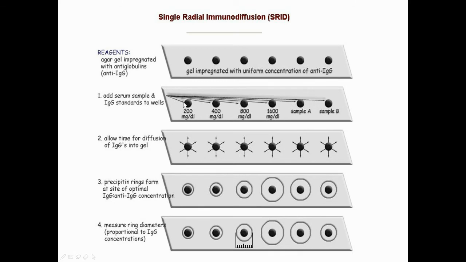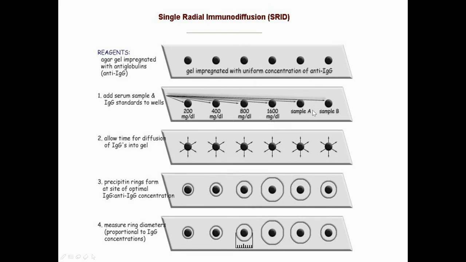After adding the anti-immunoglobulin, in step number 2 we will add a serum sample and immunoglobulin standard into the wells. Immunoglobulin standard means the known value, at a known concentration like this. So we will take 200 milligrams per deciliter of immunoglobulin standard in the first well, and then we'll add 400, 800, 1600 like this.